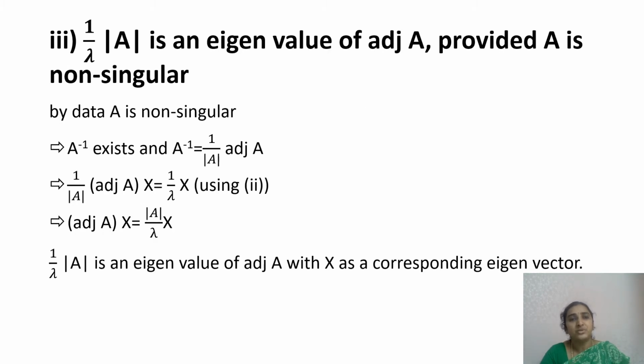Now, let us prove 1 over lambda times determinant of A is an eigenvalue of adjoint A provided A is non-singular. By data, A is non-singular. That would imply A inverse exists, and A inverse would be given by 1 over determinant of A times adjoint A. That would imply 1 over determinant of A times adjoint A into x would be equal to 1 over lambda times x, where we are using relation 2. Adjoint of A into x is equal to determinant of A over lambda times x. Hence, 1 over lambda times determinant of A is an eigenvalue of adjoint A with x as a corresponding eigenvector.